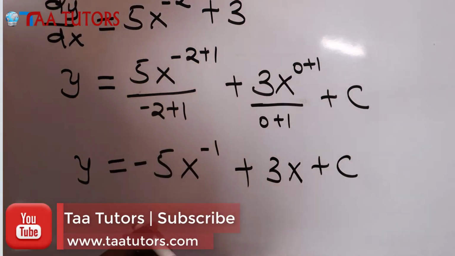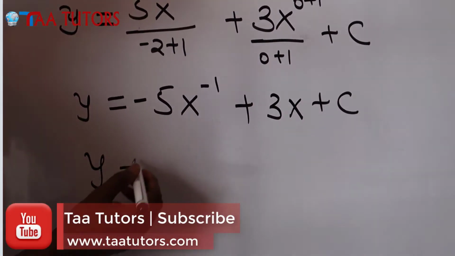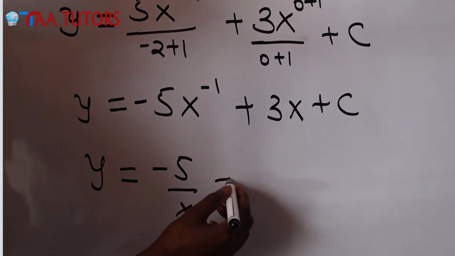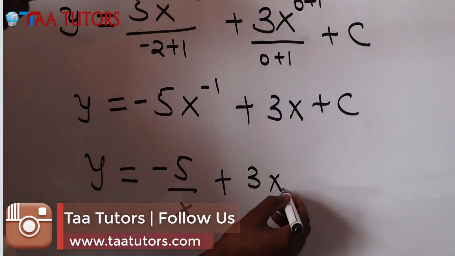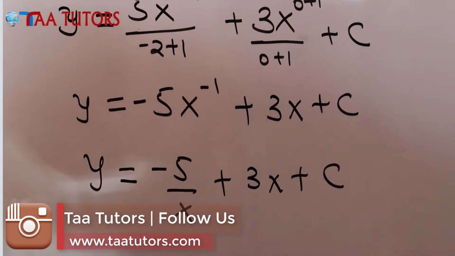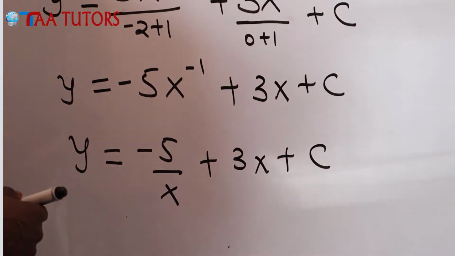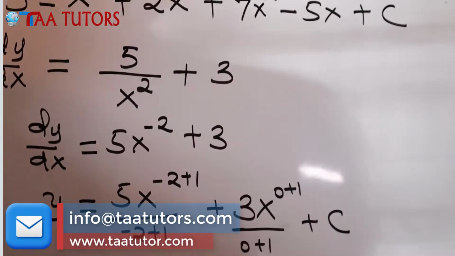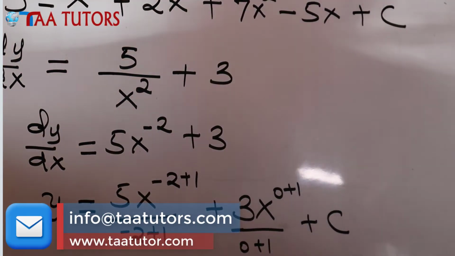But we know that we can still bring this back to one over x plus 3x plus c. We can still write this in this form, although not very compulsory, but you can still express it this way because that's how the equation was given to you earlier on.